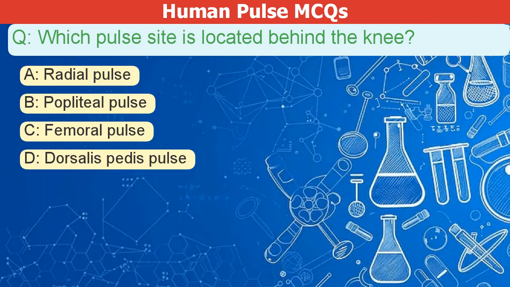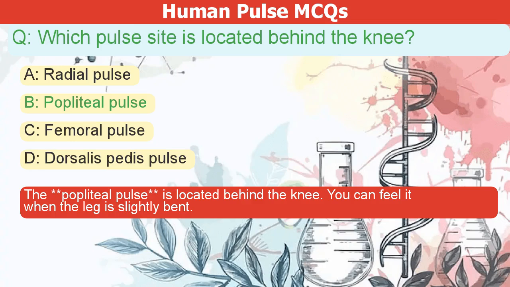Which pulse site is located behind the knee? A. Radial pulse. B. Popliteal pulse. C. Femoral pulse. D. Dorsalis pedis pulse. The correct answer is B. The popliteal pulse is located behind the knee. You can feel it when the leg is slightly bent.